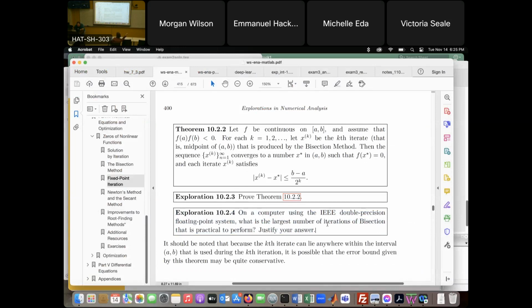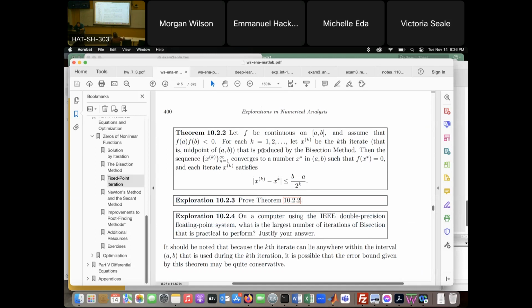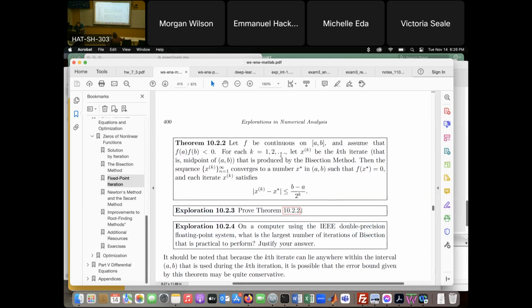52 iterations. 52 iterations. Because that's the number of digits that your mantissa has. Is this on one of our homework assignments? This one is not. This one is to prove this theorem up here.